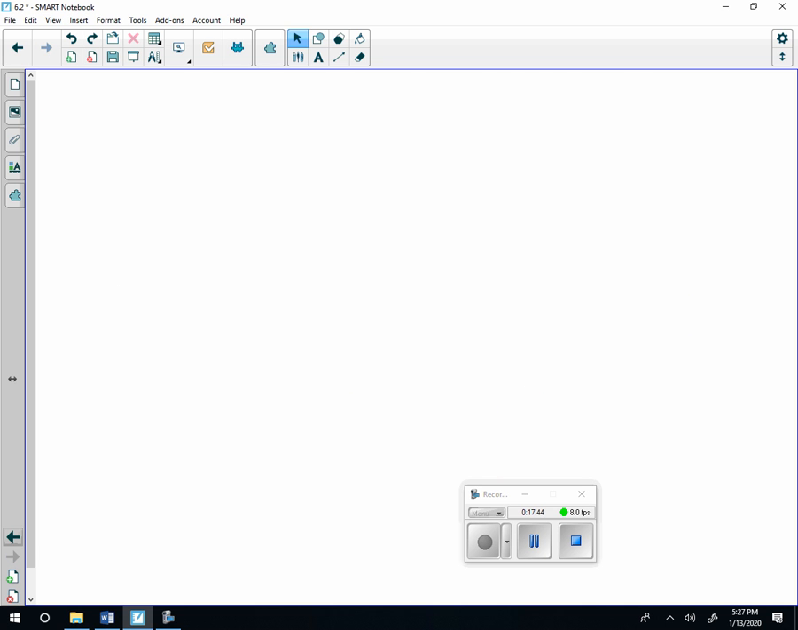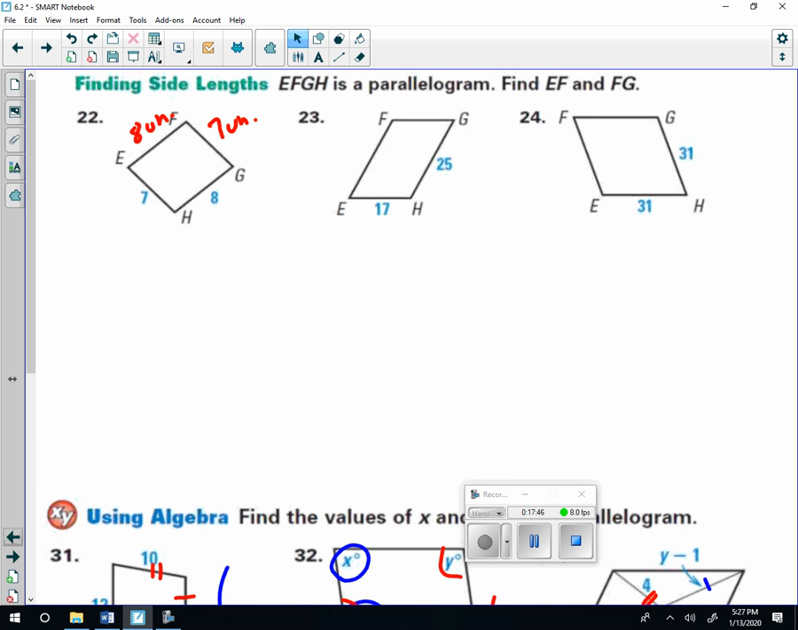Again, I hope that these notes and concepts have helped you to gain an understanding of Chapter 6, Section 2.